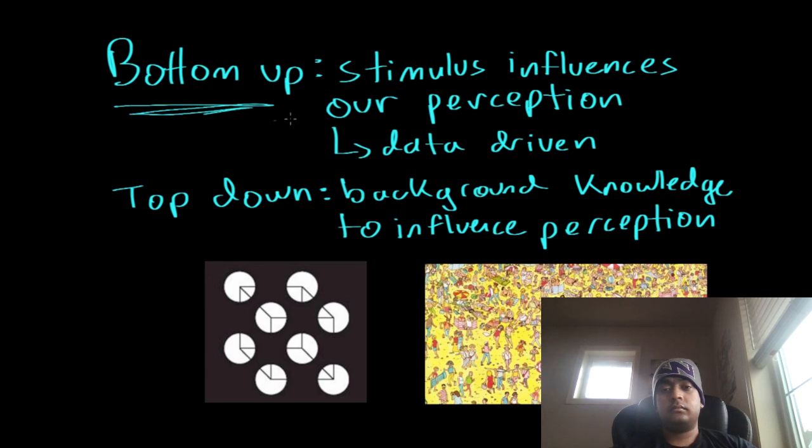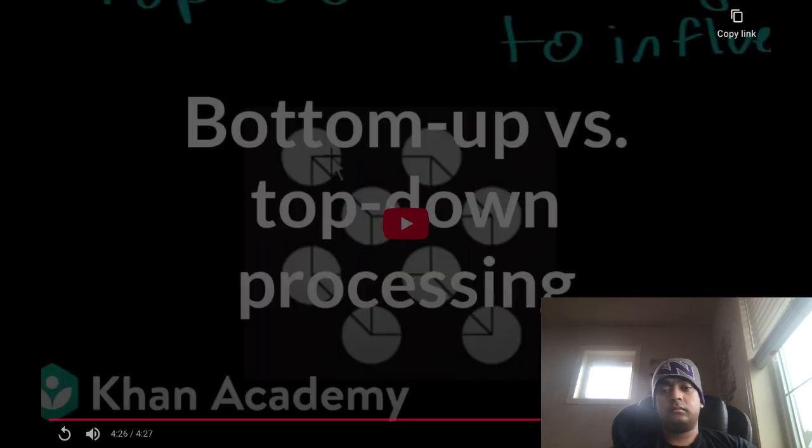So if we were using bottom-up processing in order to look at this, we would just be seeing a whole bunch of little people and we wouldn't really be goal-driven. We wouldn't be trying to do anything. But with top-down processing, we have a goal and we're able to look through here to find Waldo.